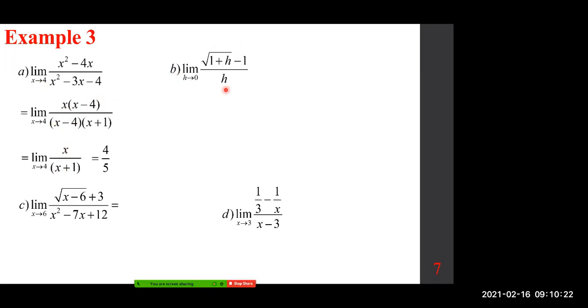Plug in. Clearly, you get 0 over 0. The technique: conjugate. Divide and multiply, both. This is equal to 1. So this is 0 over 0. Here's the technique. The top: 1 plus h comes out, and then minus 1 squared, which is 1. As far as the denominator, don't ever touch it. Keep it as a product.